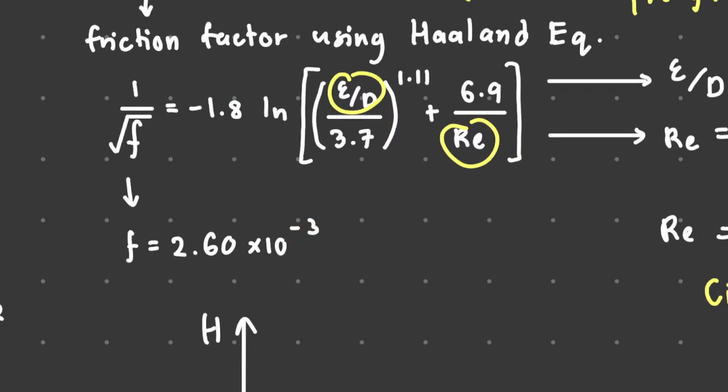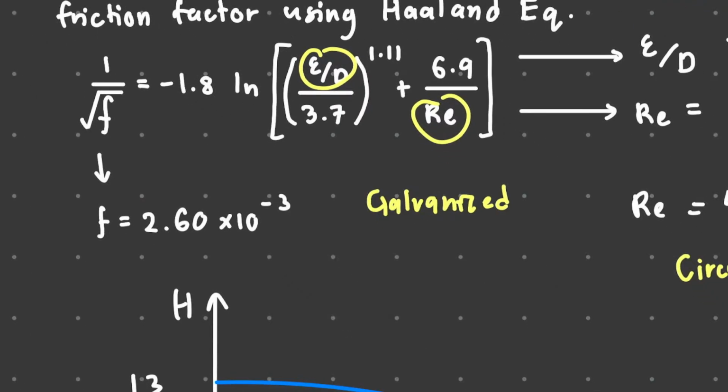If Isaac uses galvanized, something galvanized iron. What did you use? I forgot. Okay, never mind. You will get fL/D equals 0.024 something.